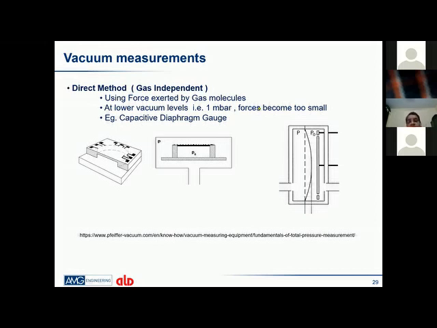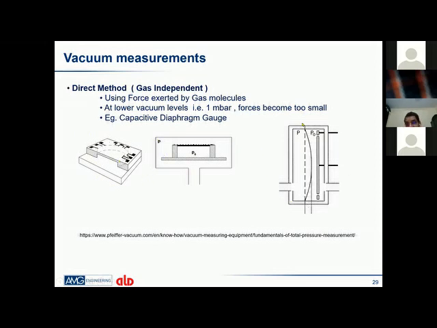The direct method uses the force exerted by the gas molecules, which is what pressure is. So we utilize that force exerted by the gas molecules to measure the vacuum level. These are the two types of gauge: one is the capacitive gauge, and one is the piezoresistive gauge.